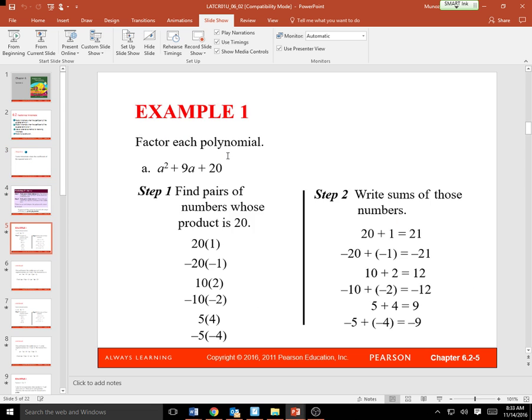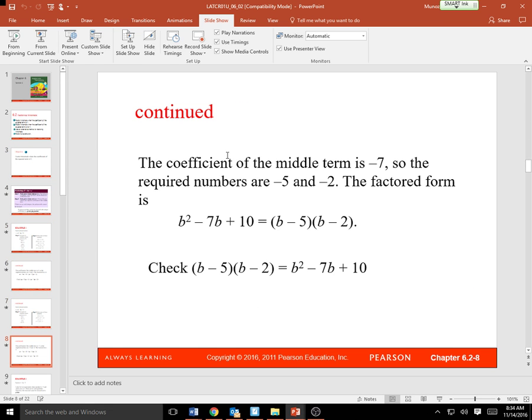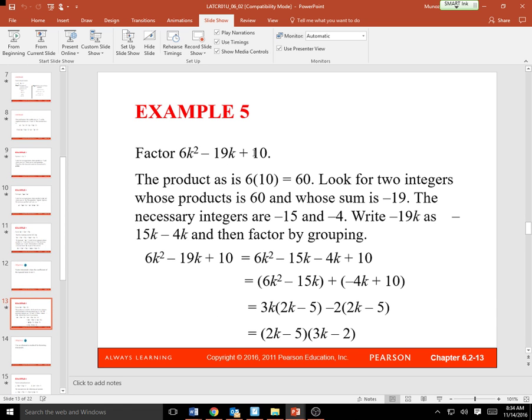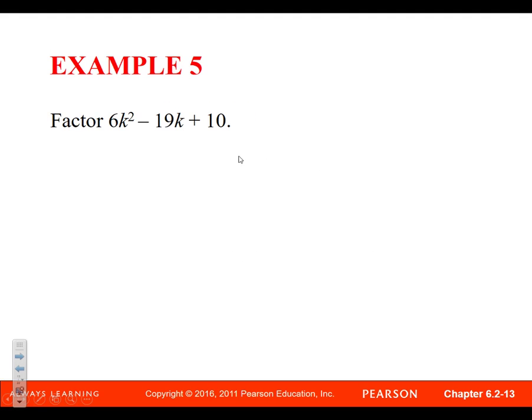Let's see here. Where did we start off at? We did that. Did we do this one? Yeah, we did. Factor out a common factor. And then let me go from here. Current slide.